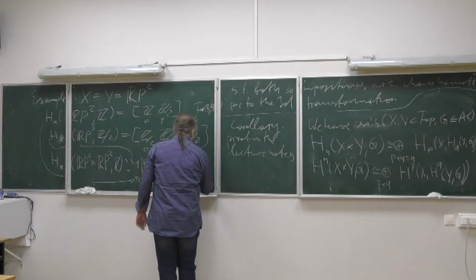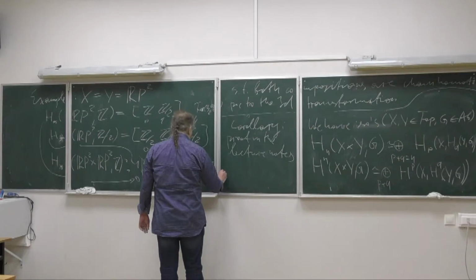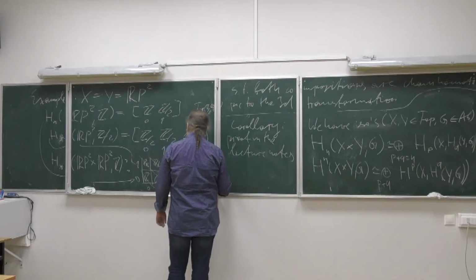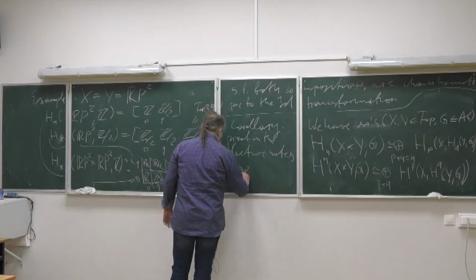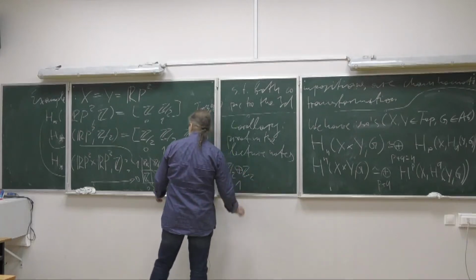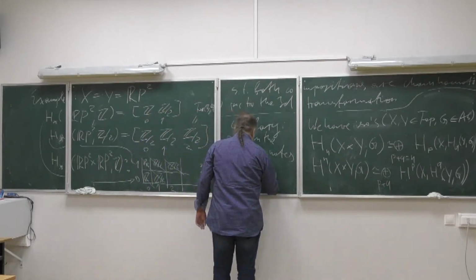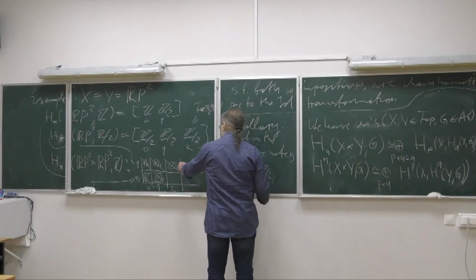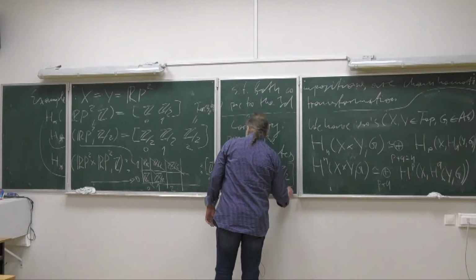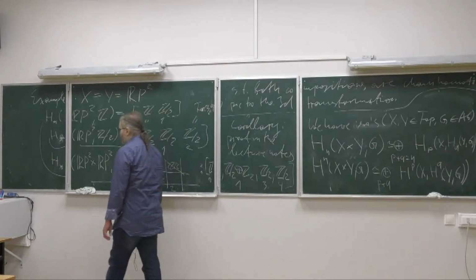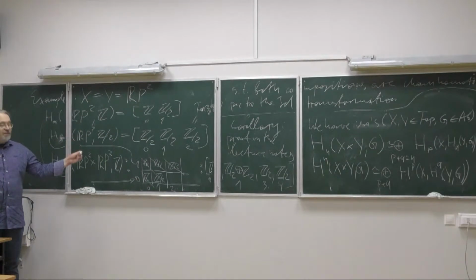And the answer is I have Z in degree 0, then Z/2 plus Z/2 in degree 1. Then I have Z/2 in degree 3. And then I have another Z/2 in degree 4. Does everyone agree?